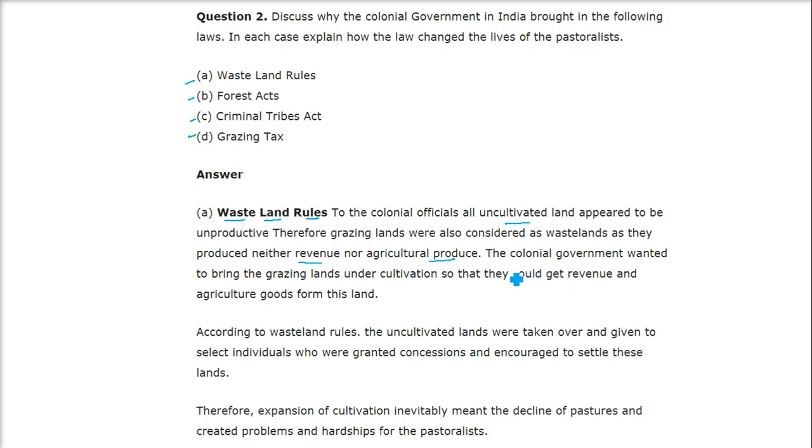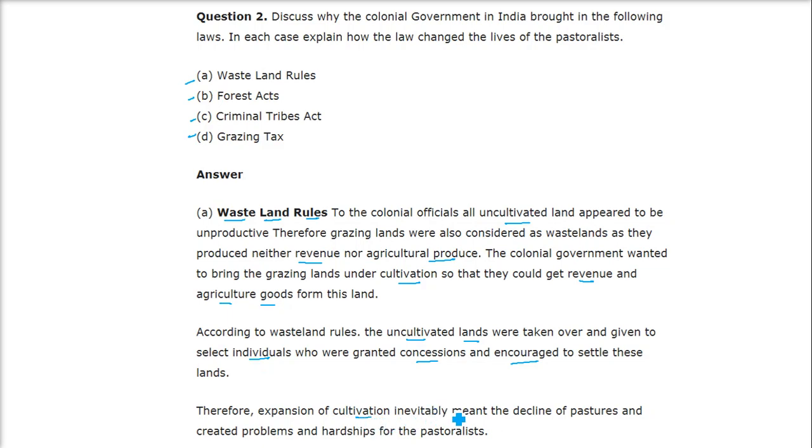So the colonial government wanted to bring this grazing land, which was producing no revenue, under cultivation, because they wanted revenue and they wanted some agriculture goods, especially crops that are called cash crops that could be sent to England or other European countries. So according to these wasteland rules, the uncultivated lands were taken over and given to selected individuals who were granted certain concessions. These people who were given these lands were encouraged to settle these lands and to cultivate.